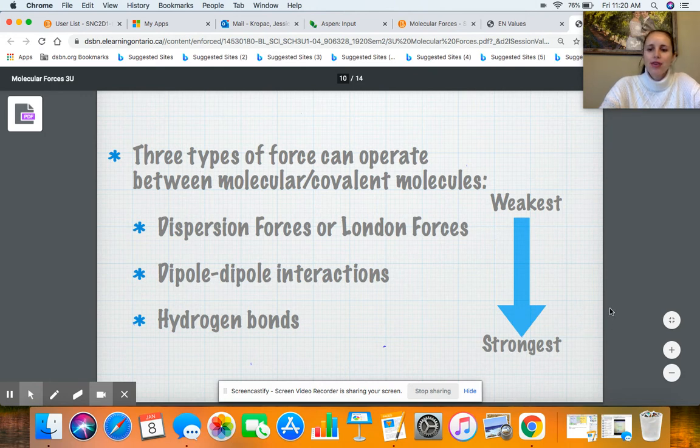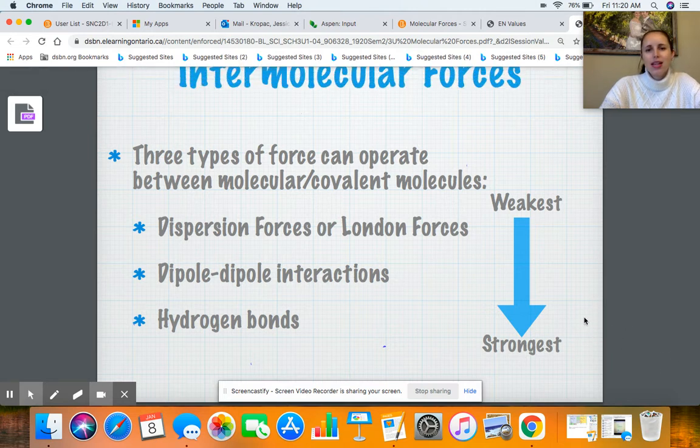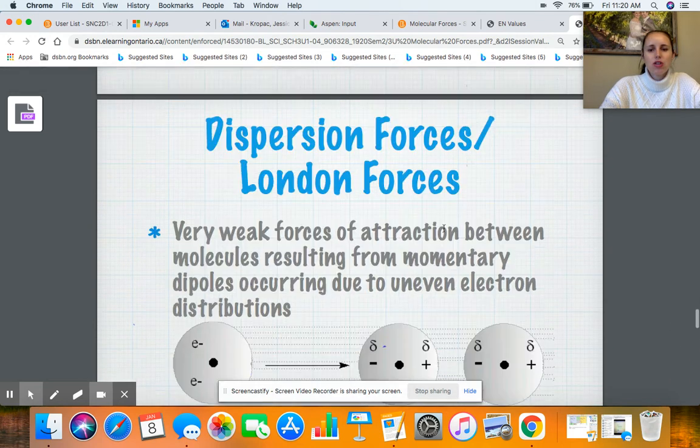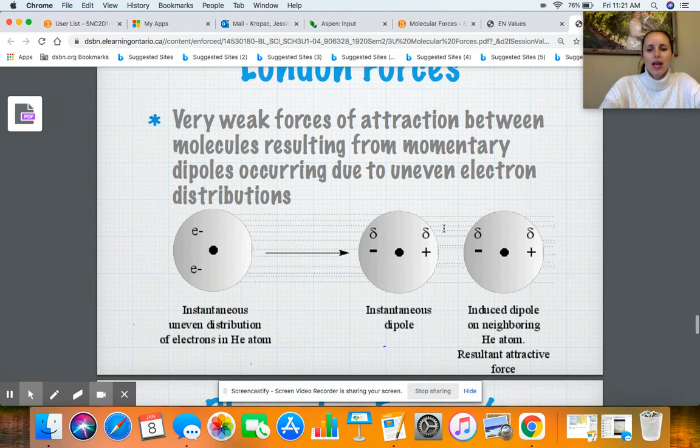If something has very strong intermolecular forces, it's stuck together really well. These are likely solids, or things with really high melting points. If something has very weak intermolecular forces, they're not stuck together very well at all. Since they're not stuck together very well, they're going to have lower melting points, lower boiling points, and they're more likely to be gases. So let's look at the weakest bond first, and that's going to be our dispersion forces or our London forces. Now this is actually kind of cool because it's something that happens in all molecules, and it's literally just chance.